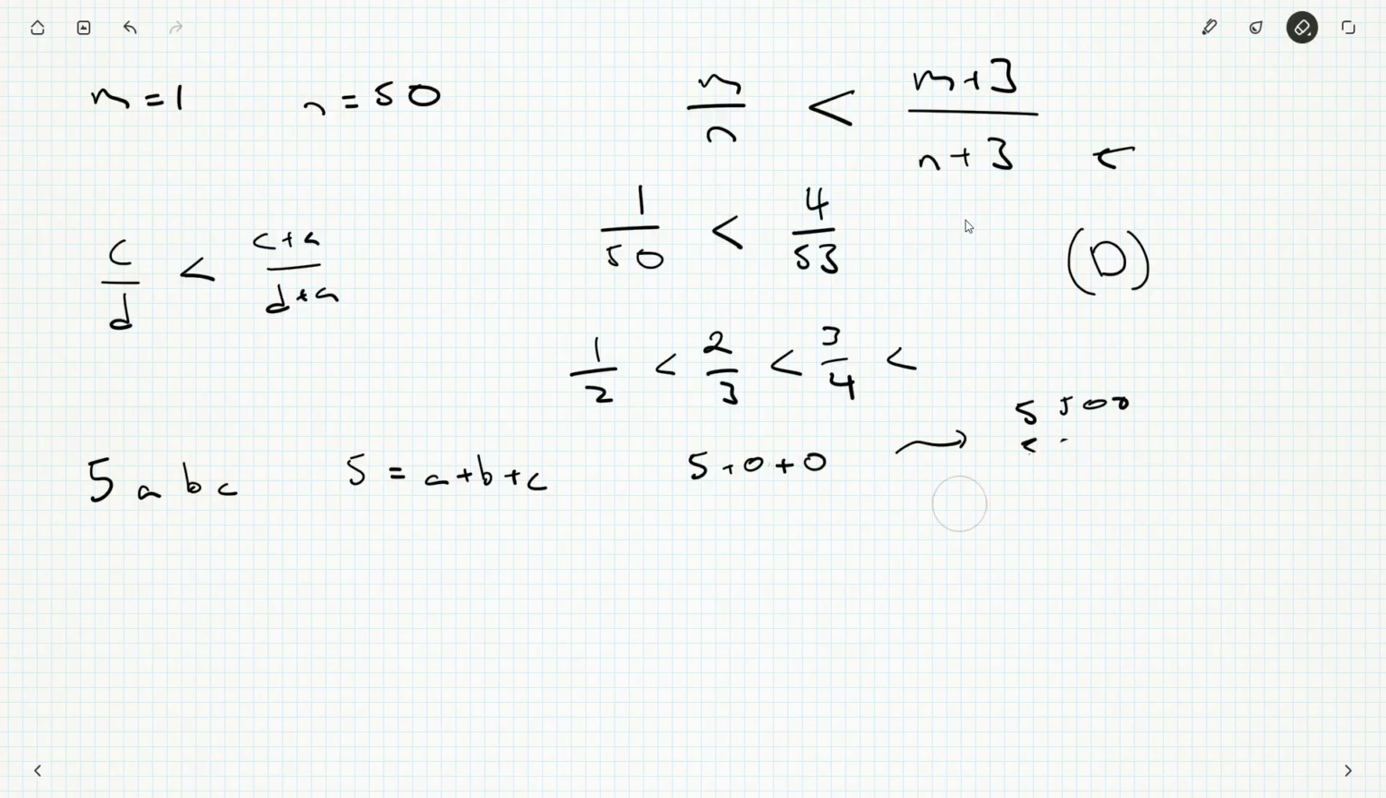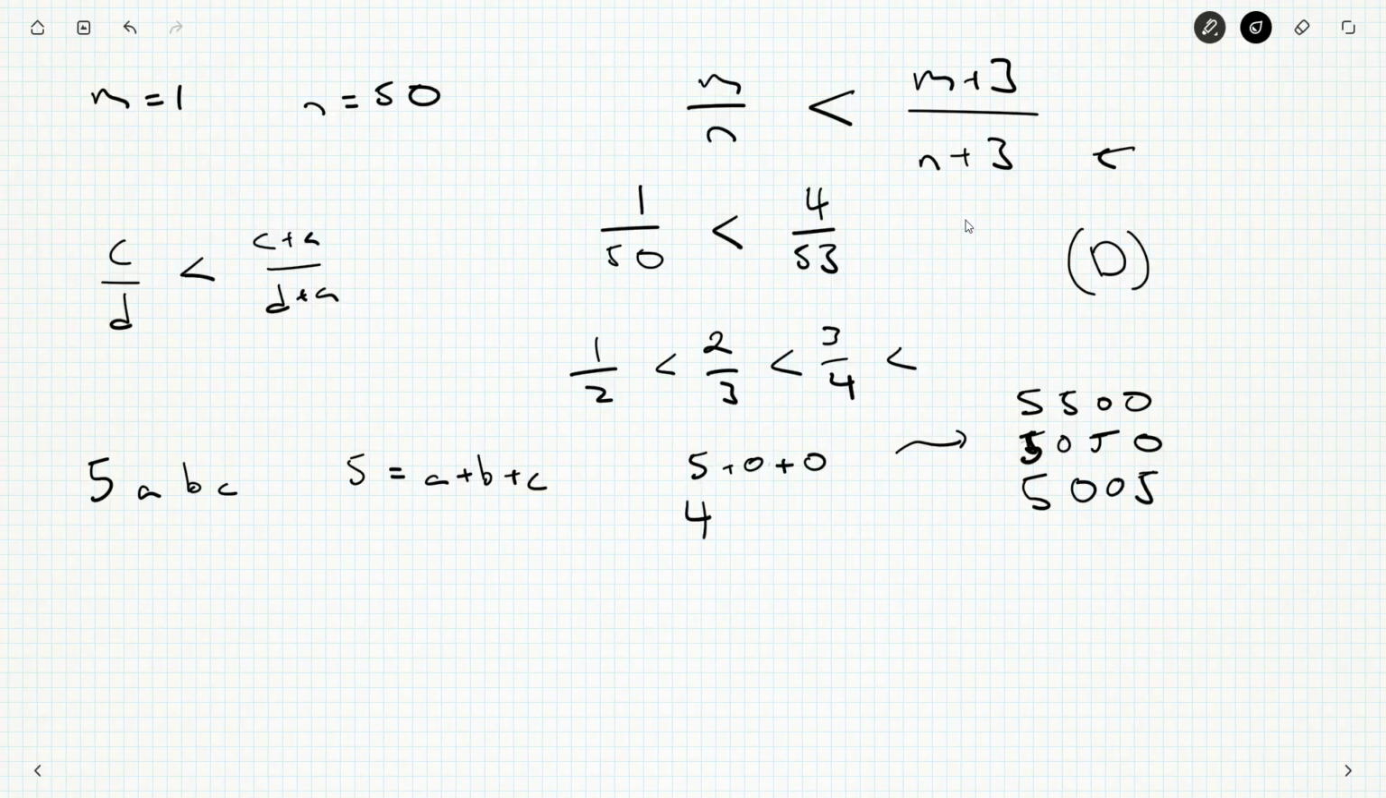I'm going to write those a little clearer. Don't know why I'm writing so small right now. But that's 5,500, 5,050, and 5,005. Okay. What else could I have? Well, maybe my biggest number could be a 4. And then I guess I have to have a 1 and a 0. And this is going to give me 6 that I could have.